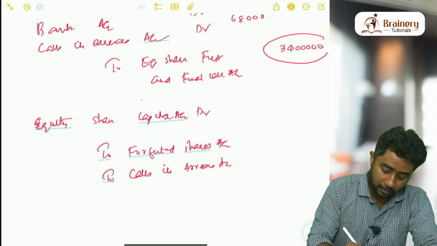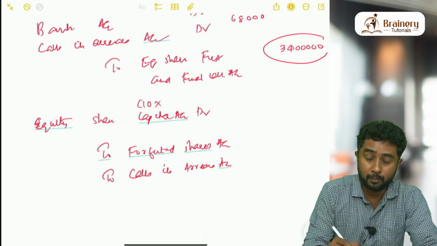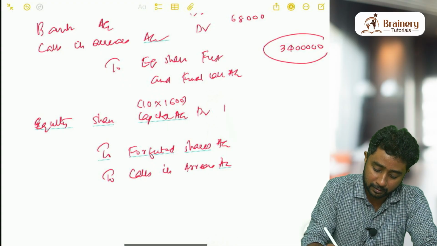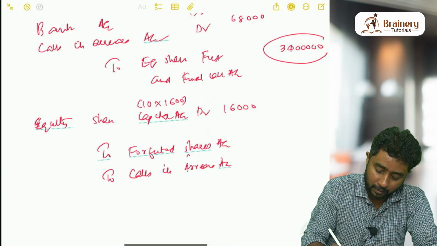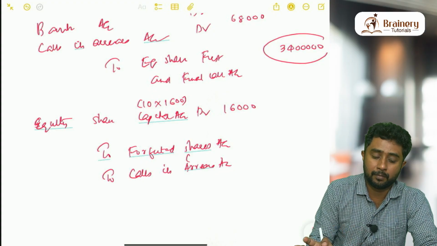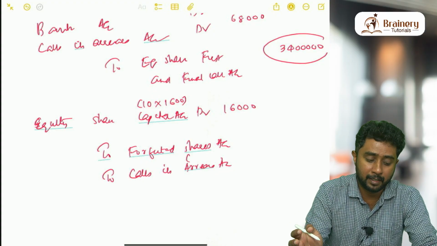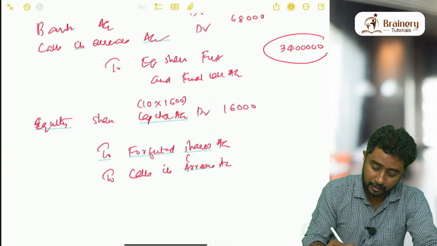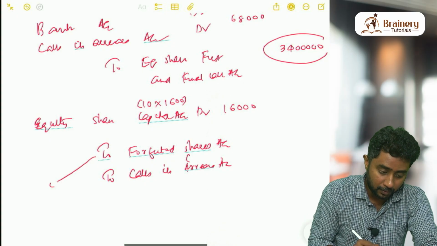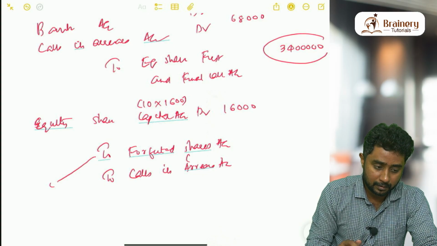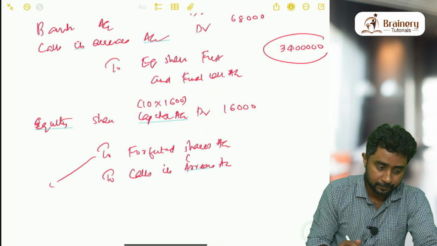Equity share capital, totally we have asked 10 rupees out of the face value. We are cancelling 1600 shares, so 1600 into 10, 16,000. Forfeited shares account, total amount that they have paid excluding premium. So only he has paid the application money. So to calculate this forfeited shares, you have to do like this. Totally he has applied for how many shares? 3600 shares. So 3600 shares into 30 rupees.